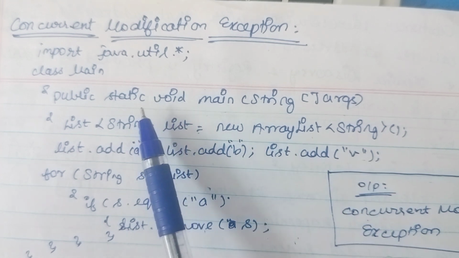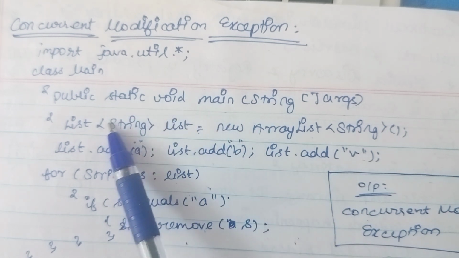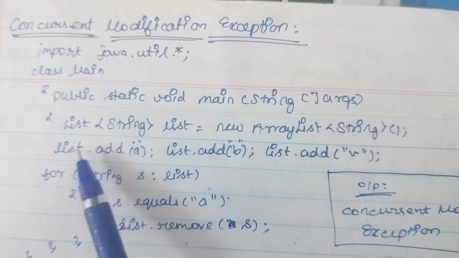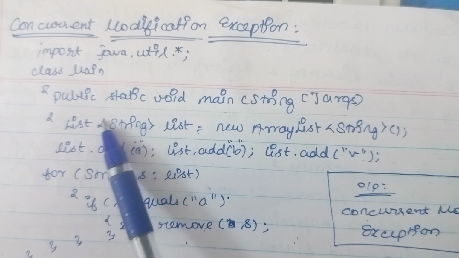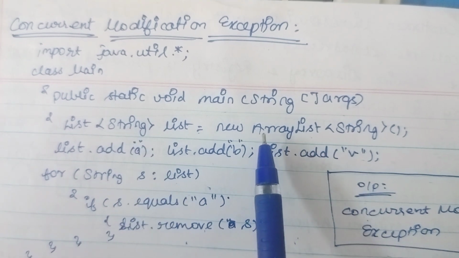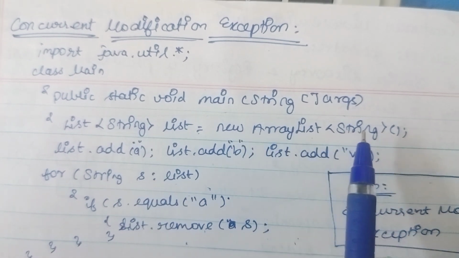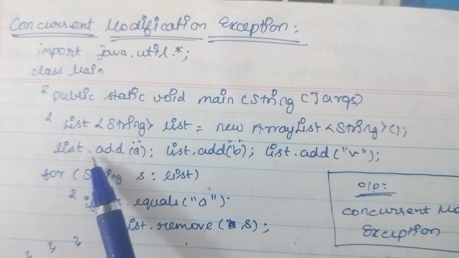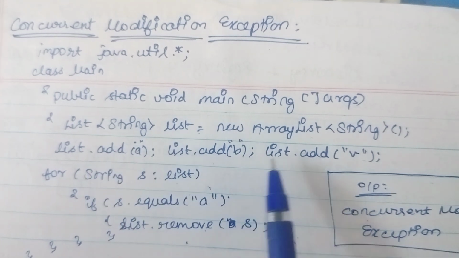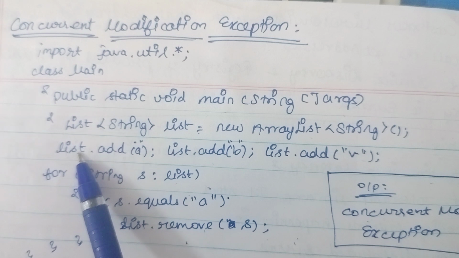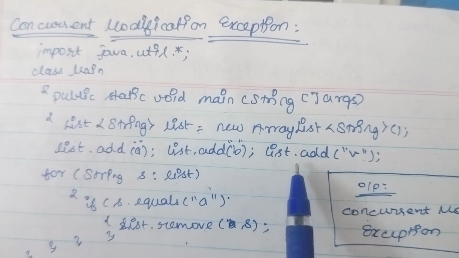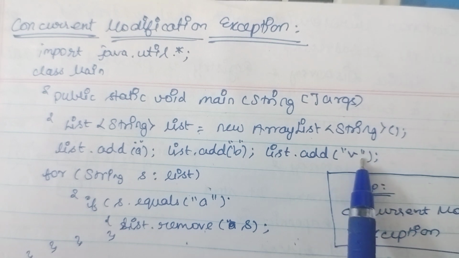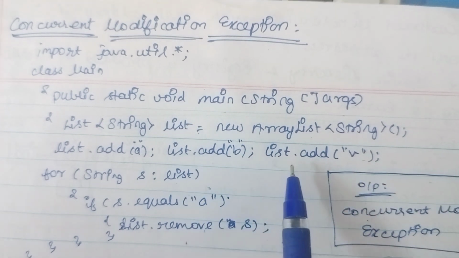So in general we will be declaring public static void main, and I'm going to declare a list of string. I have a list of string and I'm declaring it with new ArrayList of string. I'm going to add some values inside our list. So I'm taking list.add of string b, and list.add of one more string v.